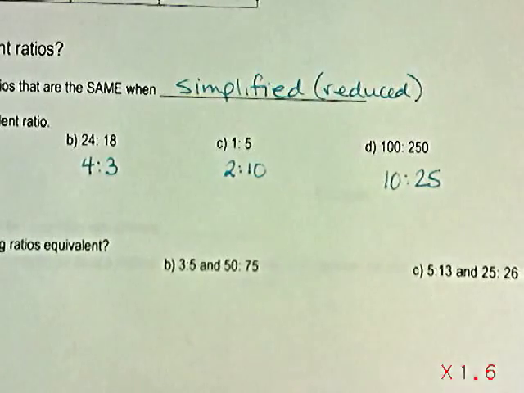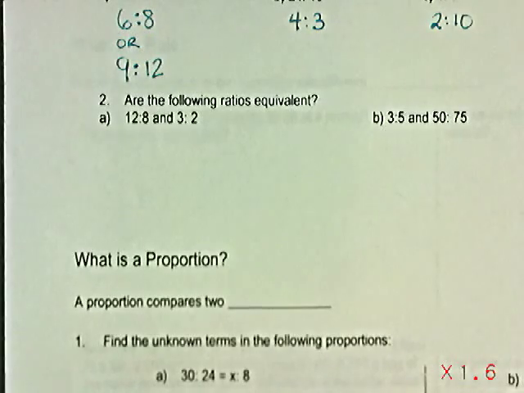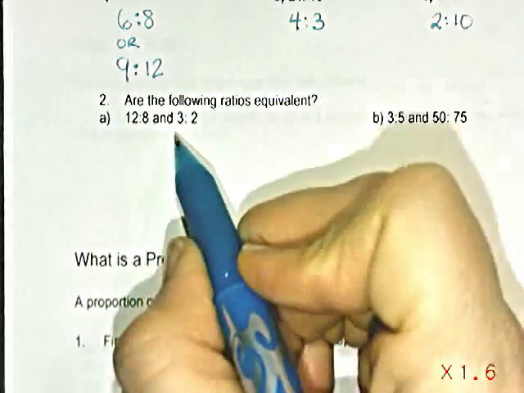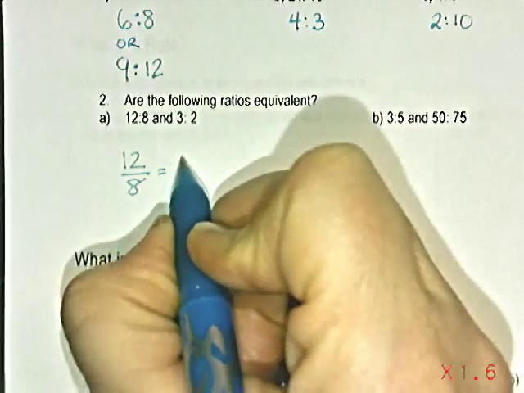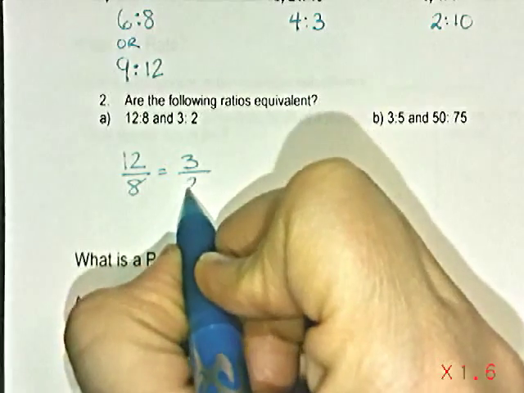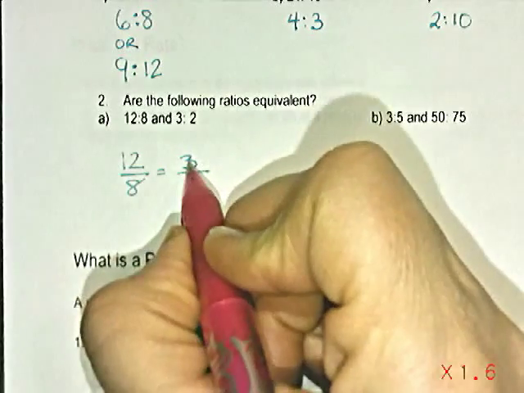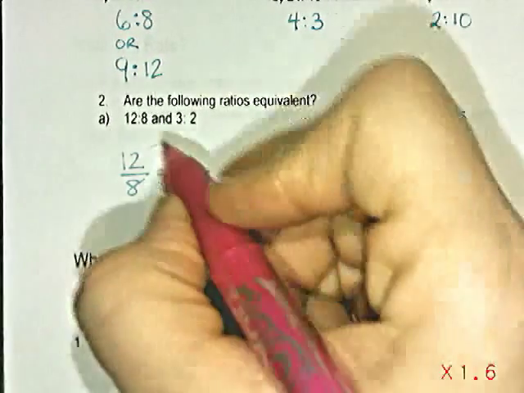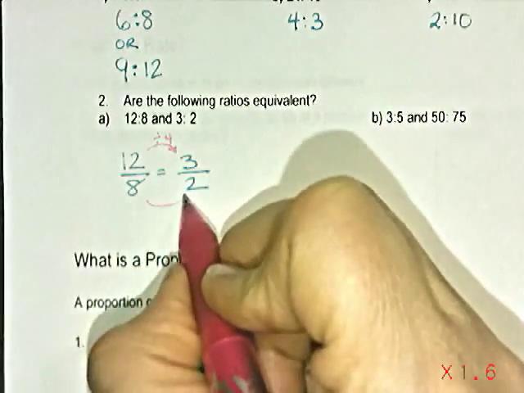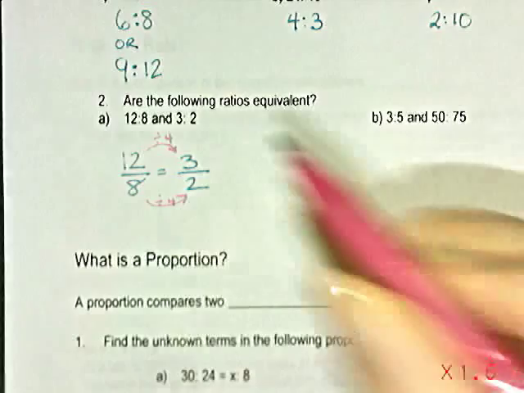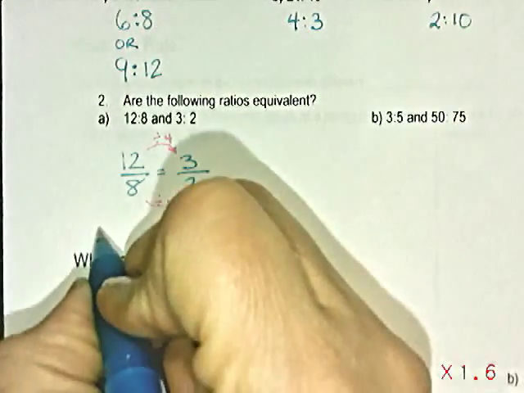So, are the following equivalent ratios? If we take a look at the first one, 12 parts to 8, is it the same as 3 parts to 2? Well, let's write them as fractions. 12 over 8, 3 over 2. And I have to ask myself, do I get from 12 to 3 in the very same manner as getting from 8 to 2? 12 to 3 I would have divided by 4, and of course I can do the very same to get to the 2, and so therefore, yes, this is equivalent.